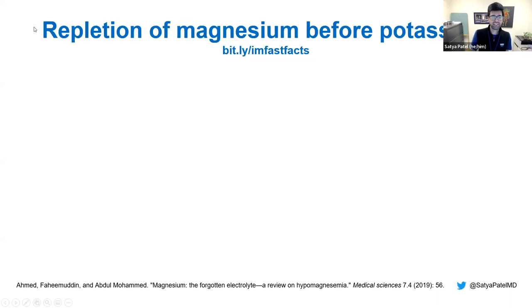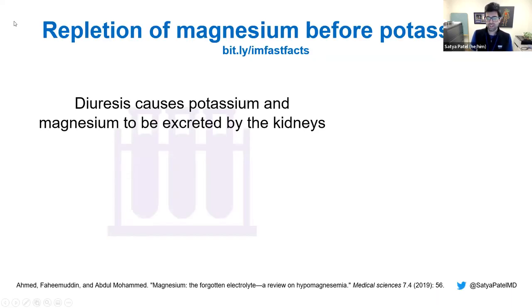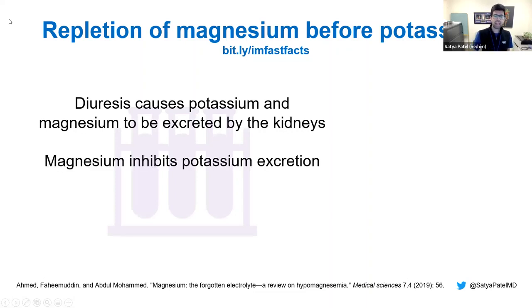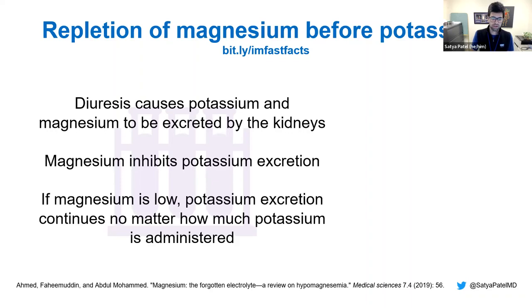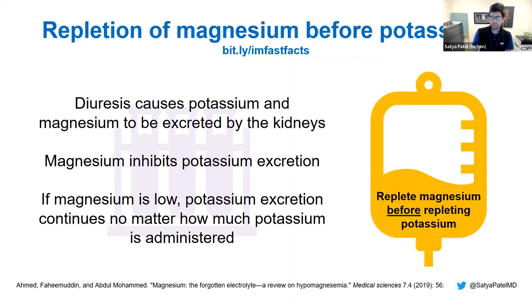So to review everything again, diuresis causes potassium and magnesium to be excreted by the kidneys. Magnesium inhibits potassium excretion. And if magnesium is low, potassium excretion continues no matter how much potassium is administered. So please replete magnesium before repleting potassium. That's all I got. Any questions?